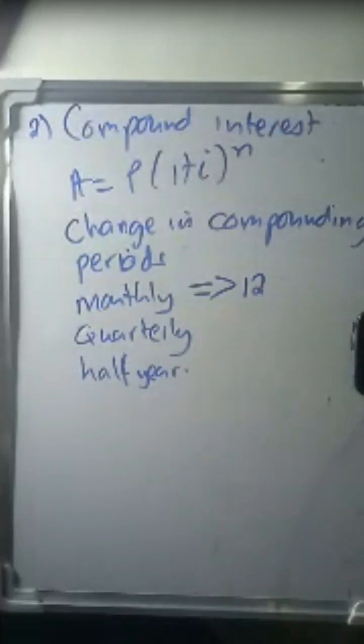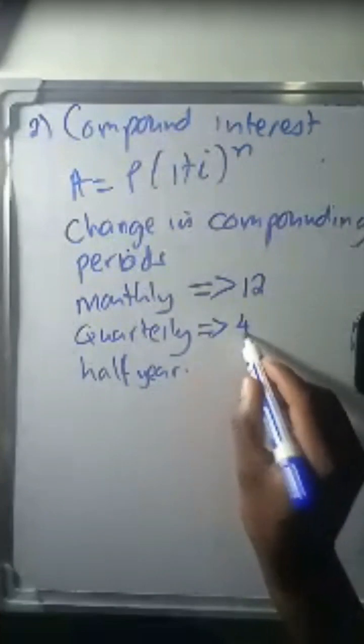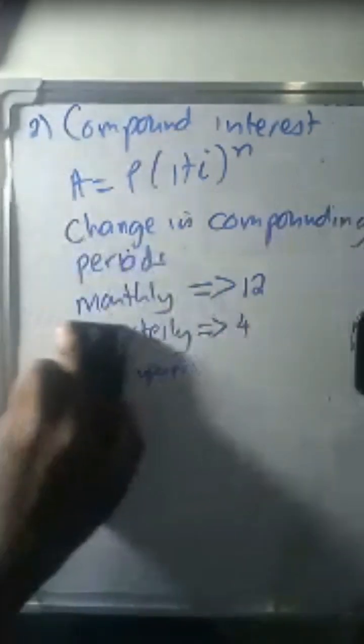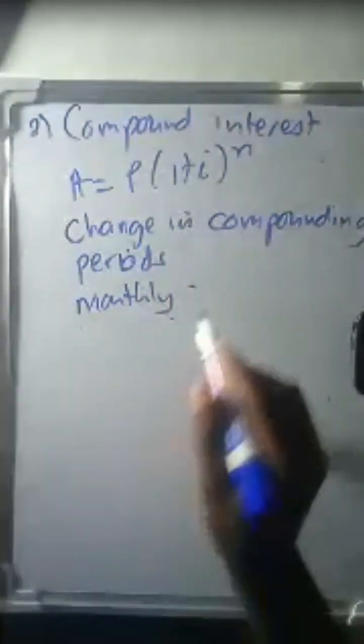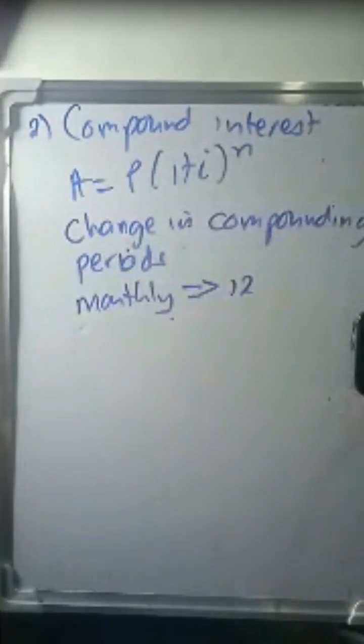12 times. Quarterly, how many quarters are there in a year? There are 4 quarters. Then, let me try to separate them so that I can do something. Monthly, we said there are 12 because there are 12 months.